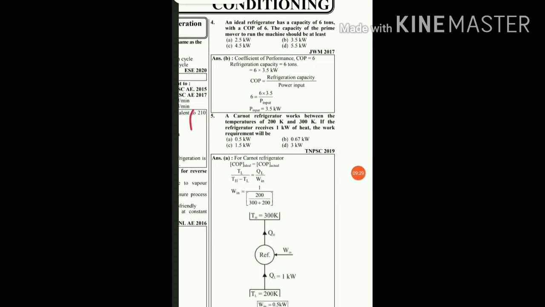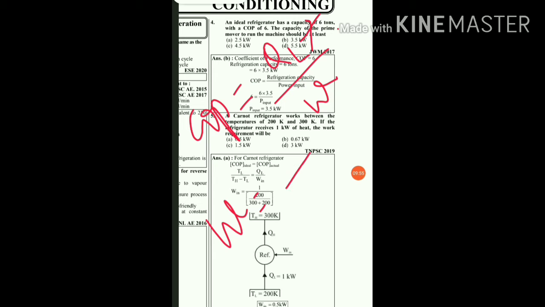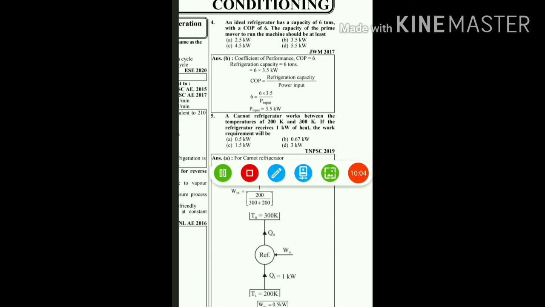Once you know the COP, COP will be equal to QL upon work input. If the refrigerator receives 1 kilowatt of heat, it means QL will be 1 kilowatt. So work done will be equal to QL divided by COP, where COP is 2 and QL is 1 kilowatt, so this comes out to be 0.5 kilowatt. So work input will be 0.5 kilowatt with COP 2. So option A will be the right answer.